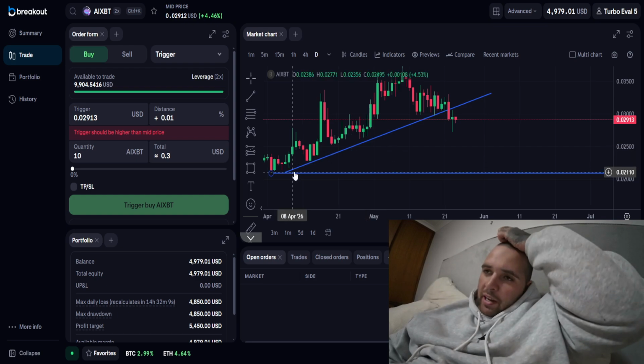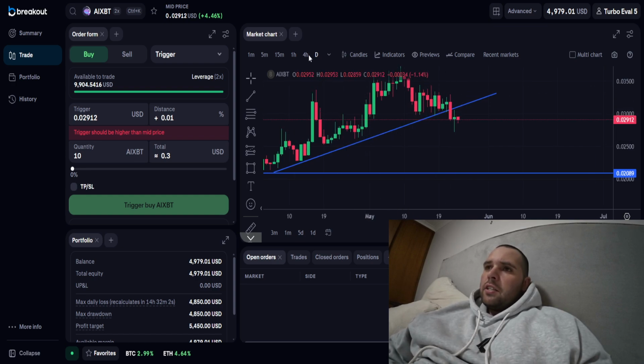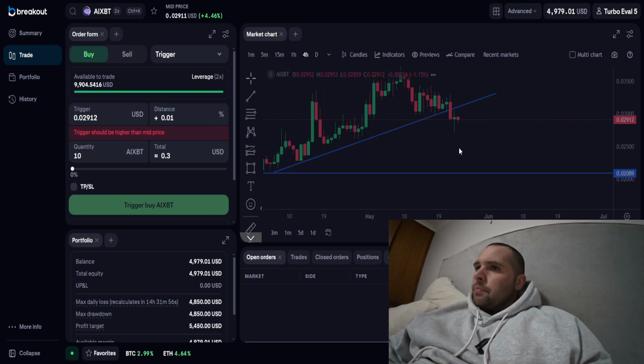So see how price has bounced off this? High, low, high, low, high, low. But then see how it's choppy around here? This is on the daily chart. And then a candle breaks through, comes retest strongly.